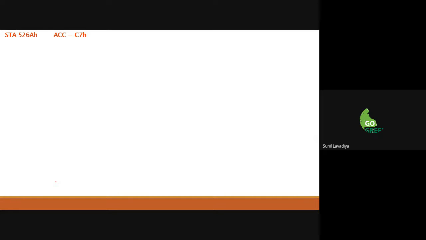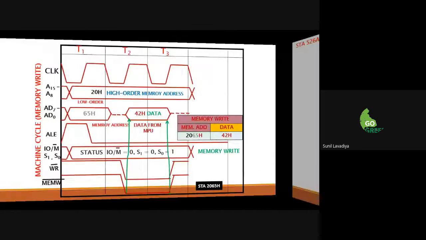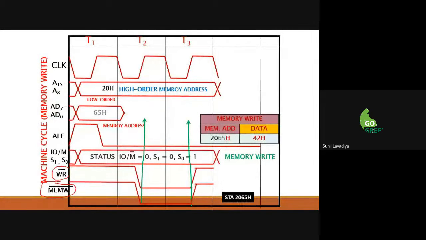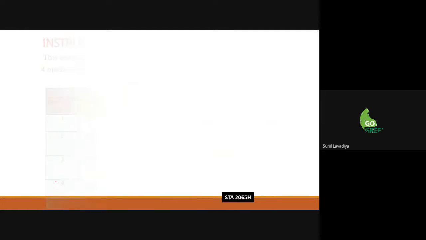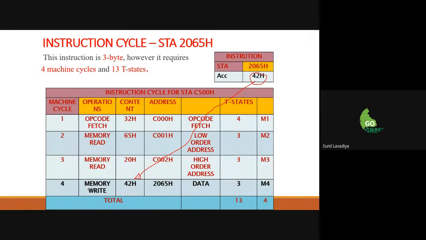Now let's look at one change here. Ultimately, from this program, what you can say, if I do the addition of all the T states, 4 plus 3, 7, 7 plus 3, 10, 10 plus 3, 13. So total 13 T states are required.